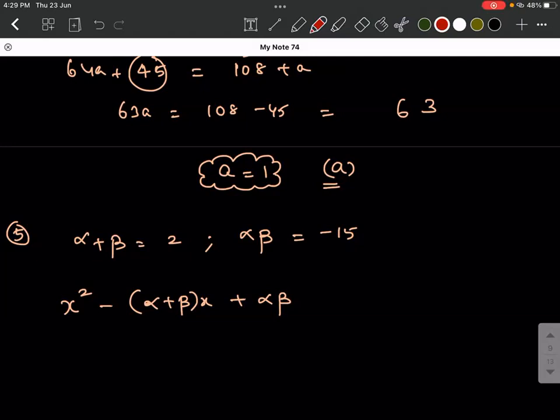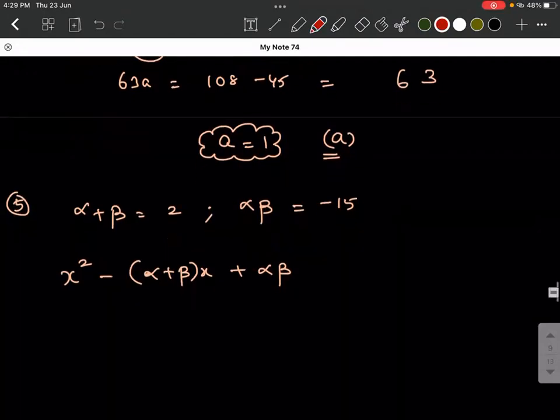I've learned quadratic equations now. So if I ask you to frame a quadratic equation by giving you the roots, will you be able to do it? Yes. So x square minus 2x minus 15. Don't write 0. That is the answer: x square minus 2x minus 15. So option B, no.